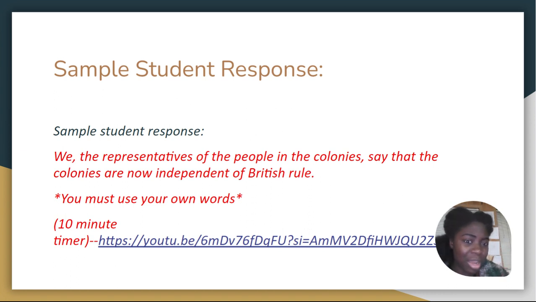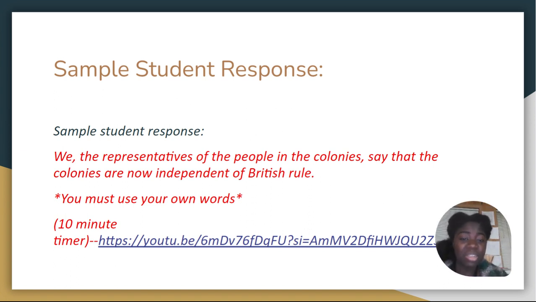This is the example I got from the module book, but I would really like to see at least three to four sentences. I want to see three sentences at least. Okay. So a sample student response. We, the representatives of the people in the colonies, say that the colonies are now independent of British rule. Okay, so you can definitely add more to that. This is a very basic baseline here, right?